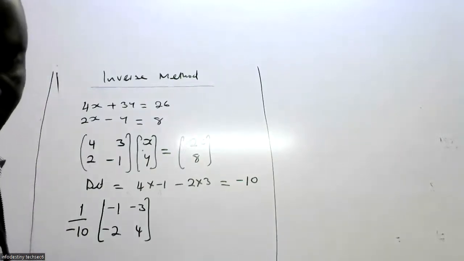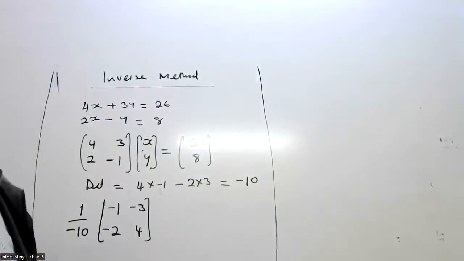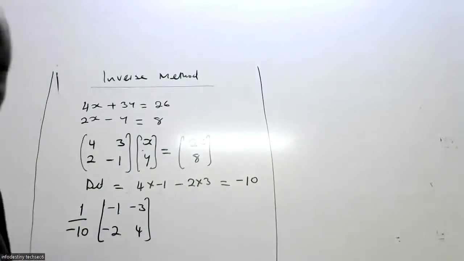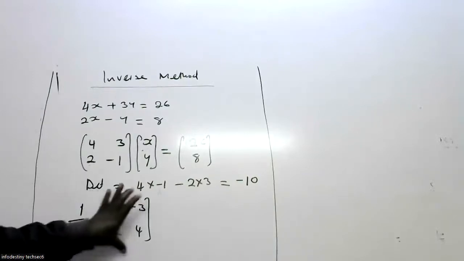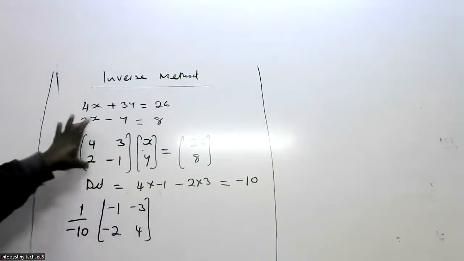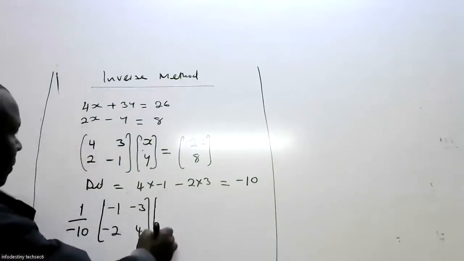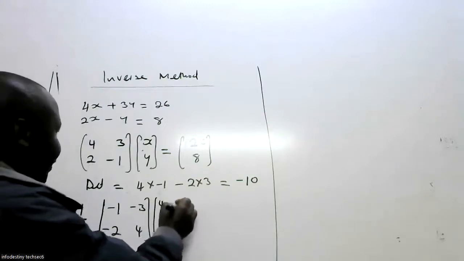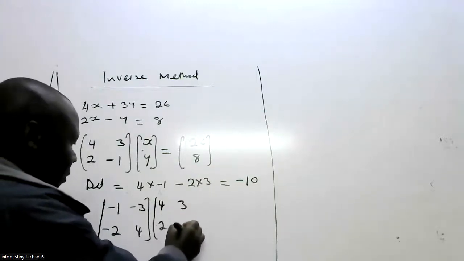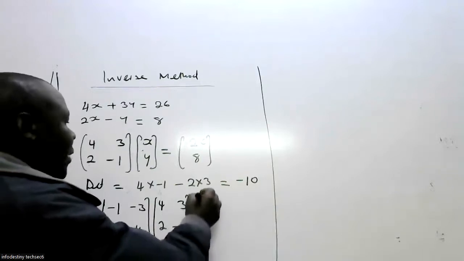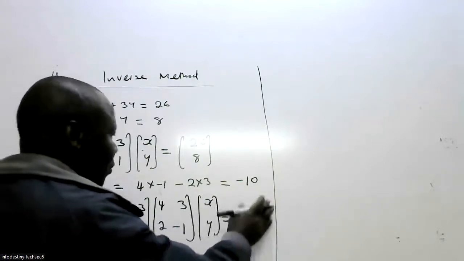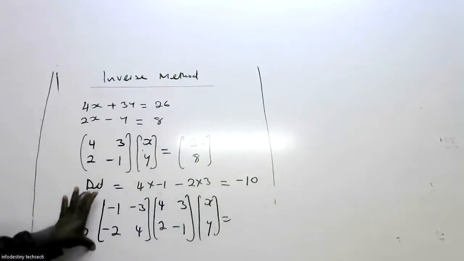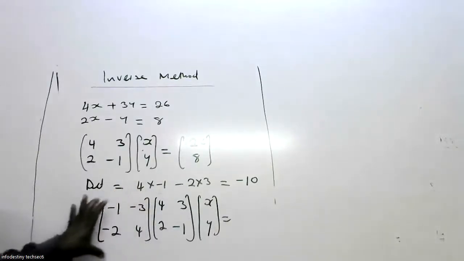Question 5. Then after that, we take this now, the inverse. Here together. We multiply by this matrix, the original matrix 4, 3, 2, negative 1. Then we open the bracket. x and y will be equal to. We take this inverse again.